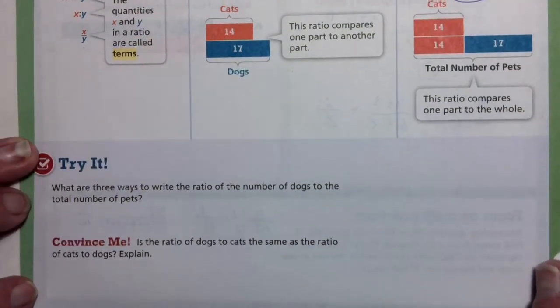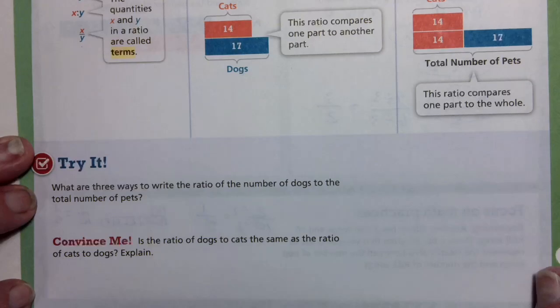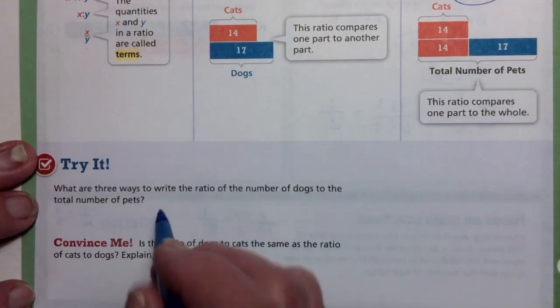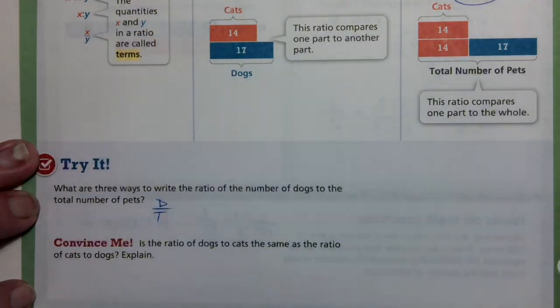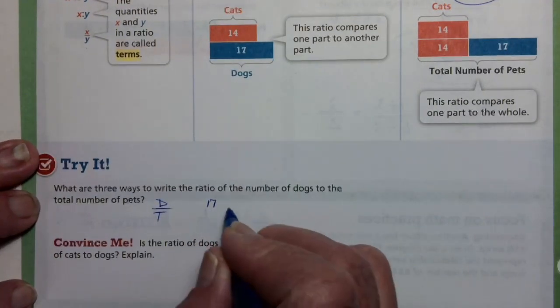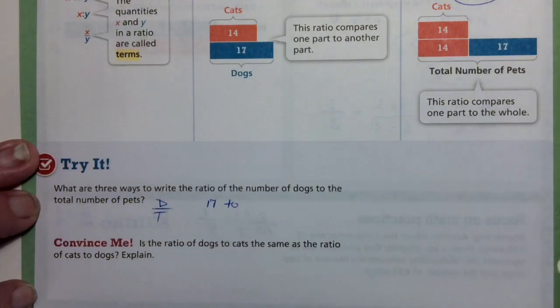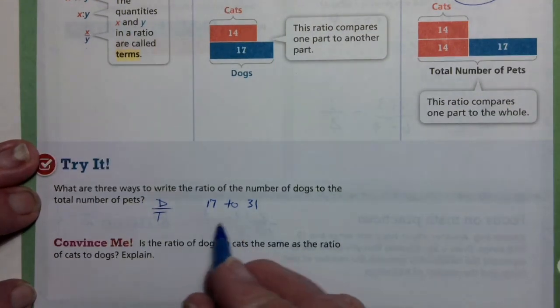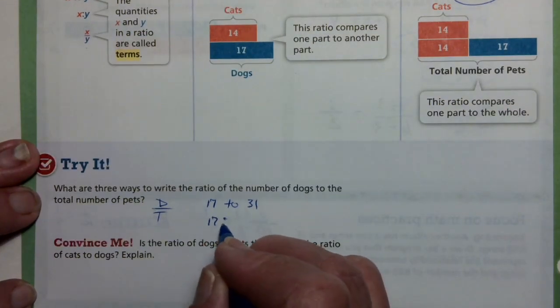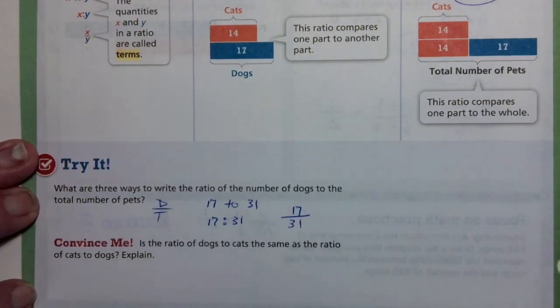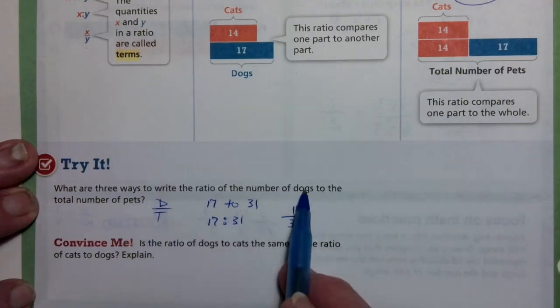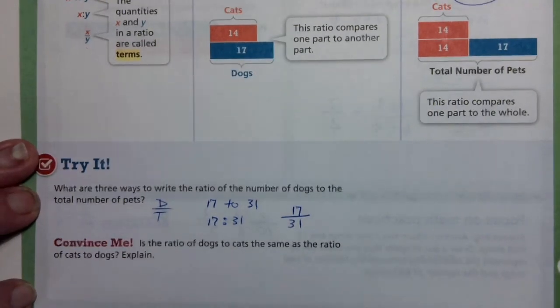Okay, now let's go down here to the try it. What are 3 ways to write the ratio of the number of dogs to total? Dogs to total. We want dogs to total. How many dogs were there? 17. What was the total? The total was 31. They just did it right up here for you. So we could write it that way, or we could write it 17:31, or we could write it 17 divided by 31. What are the three ways to write the ratio of dogs to total? We just did it.